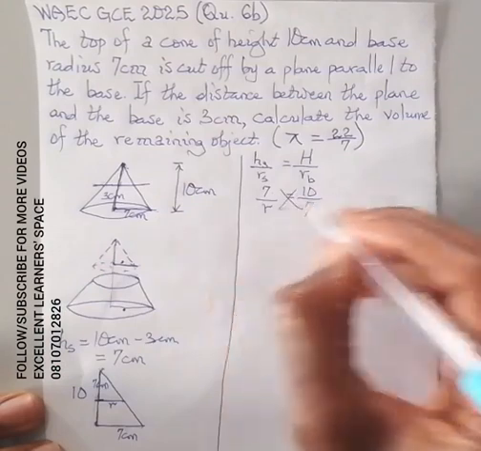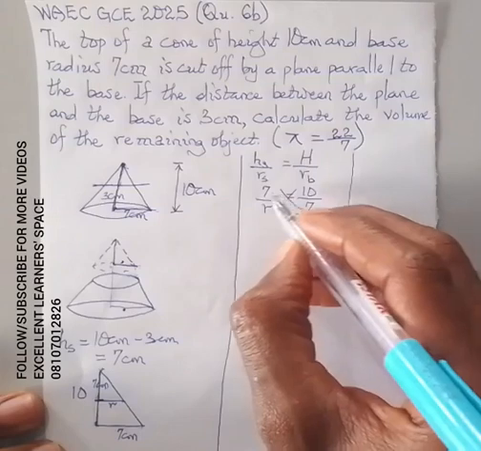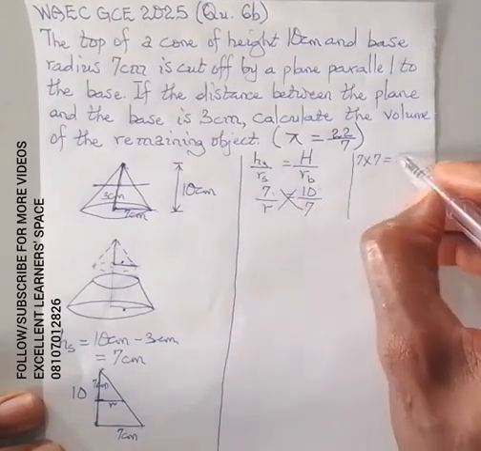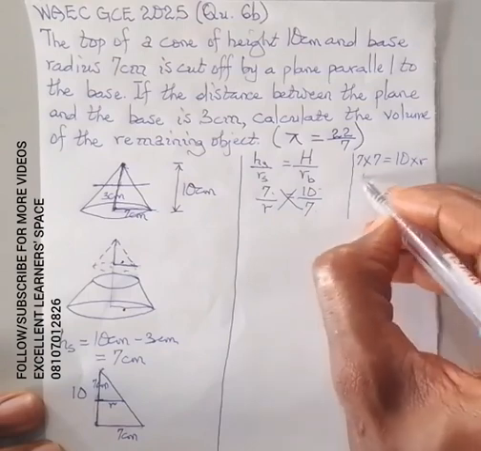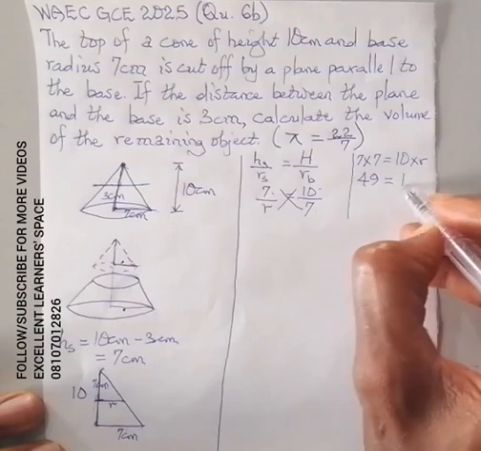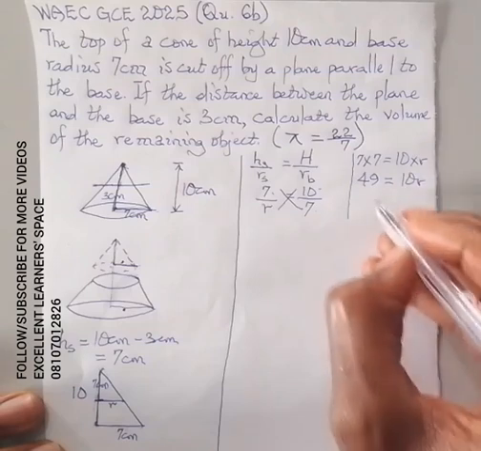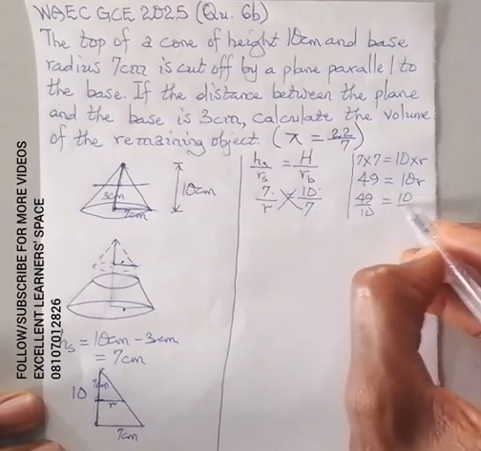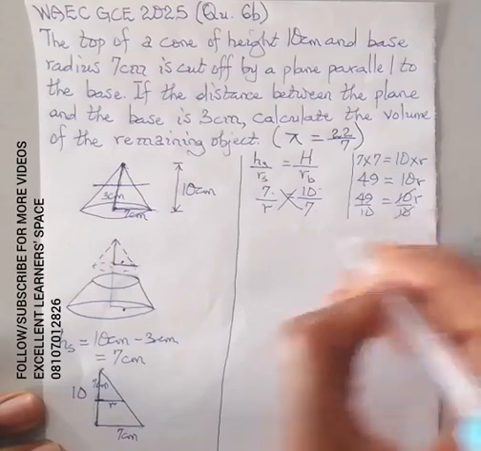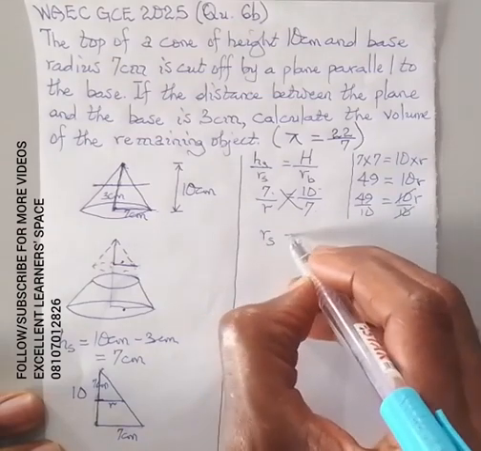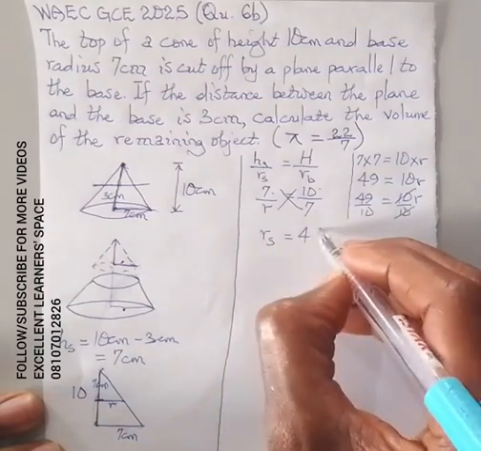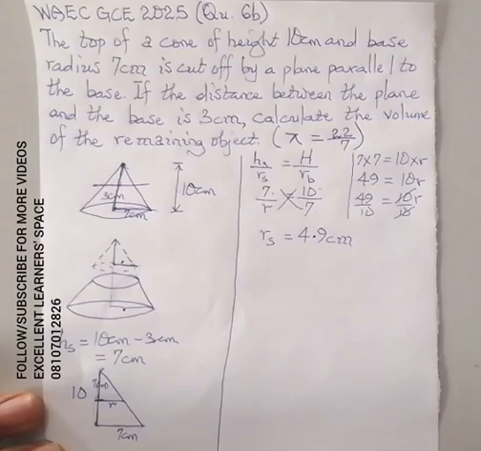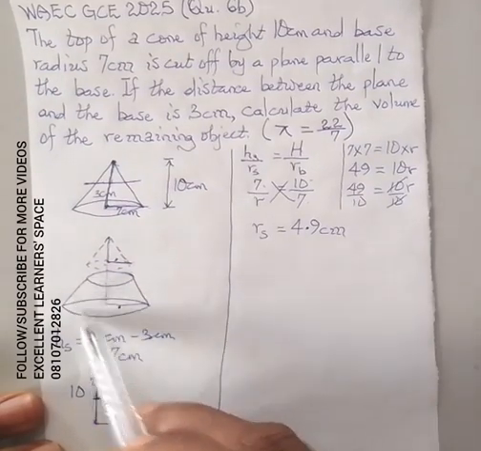So we cross multiply. 7 times 7 equals 10 times R. So this is 49 equals 10R. Dividing both sides by 10, the radius of smaller cone equals 4.9 centimeter. Now the next thing for me to do is, what will be the volume of this remaining part?